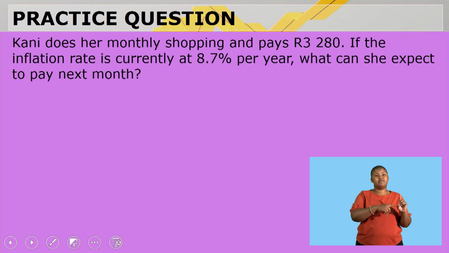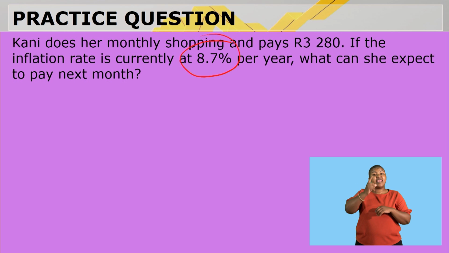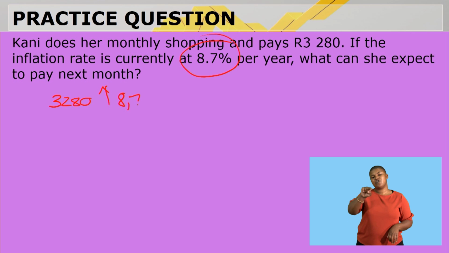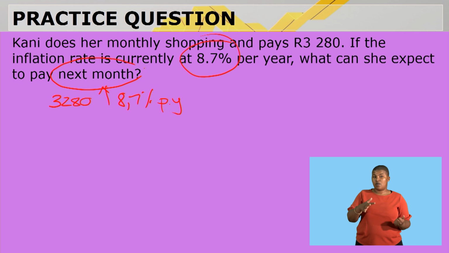Connie does a monthly shopping and pays 3,280 Rand. If the inflation rate is currently at 8.7% per year, what can she expect to pay next month? So again, that 3,280 is going to go up with 8.7% for the year. But now we want to calculate for the next month and not per year.